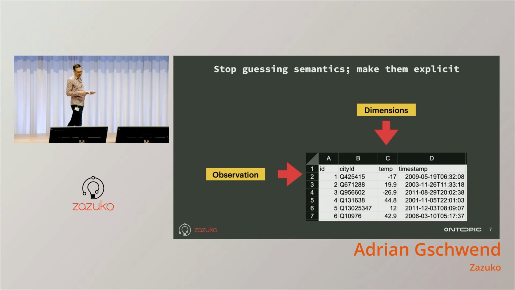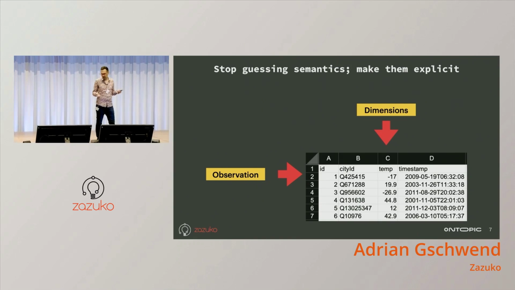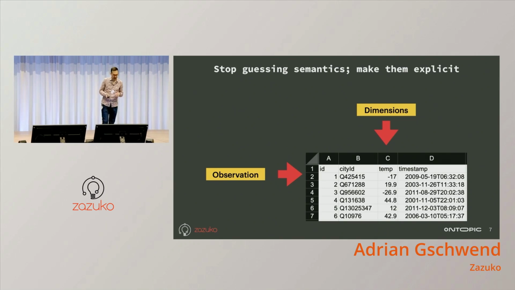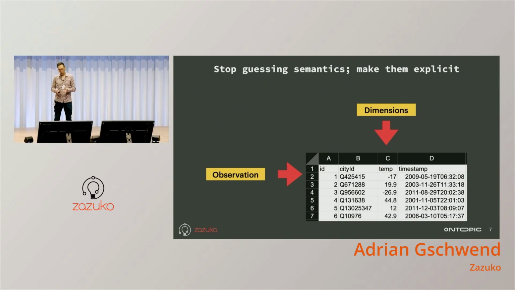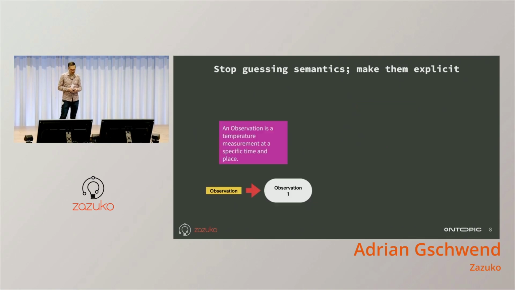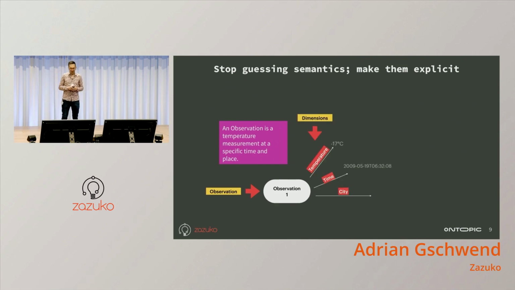And this is not something RDF or we invented. OLAP cubes, OLAP tables are very, very common. And in there, the semantics is still relatively general, but we call the columns dimensions, the rows observations. So let's do that. We take one row and we say, an observation is a temperature measurement at a specific time and place. We figured that out. So we have observation 1. We give the dimensions. We can name them. We are in RDF. We can really give labels to these dimensions.